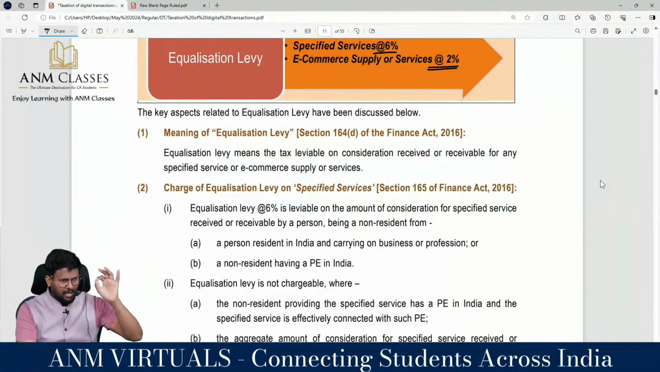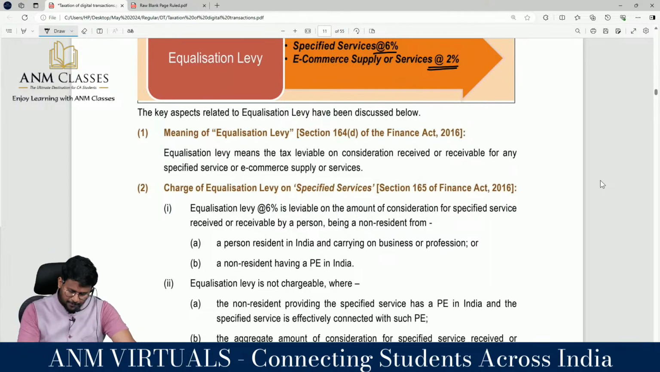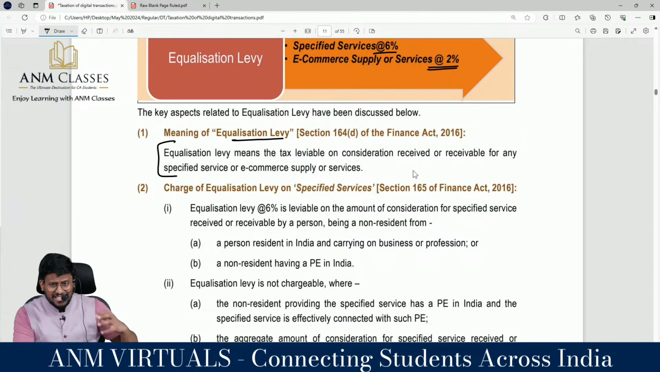We should have a perfect understanding, 1000% clarity in the equalization levy. What is equalization levy is the discussion. Equalization levy means the tax leviable on consideration received or receivable for any specified service or e-commerce supply or services.